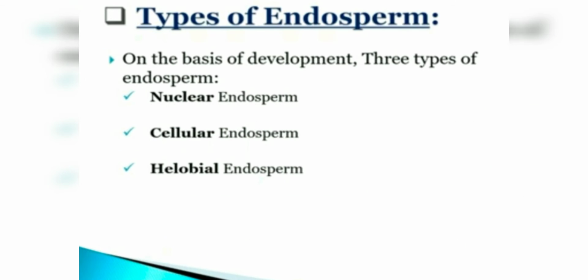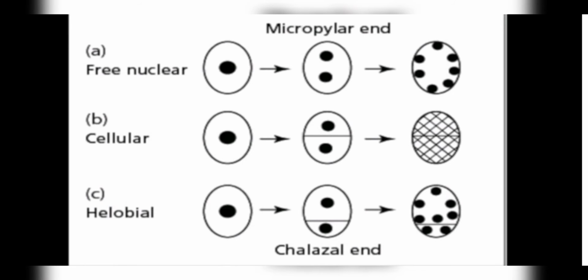Next, the types of endosperm. On the basis of development, the endosperm contains three types. One is the nuclear endosperm, the second one is the cellular endosperm, and the third one is the helobial endosperm. So let us see this here. During the free nuclear divisions, the nucleus will divide and it will develop into so many free nuclei. That is nothing but the nuclear endosperm.